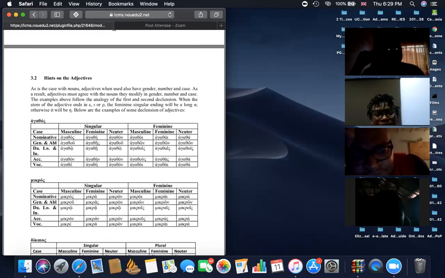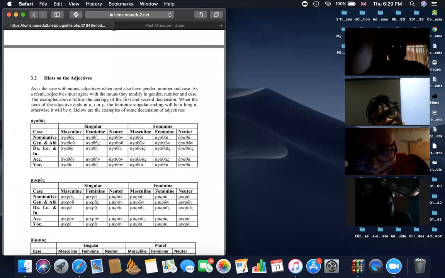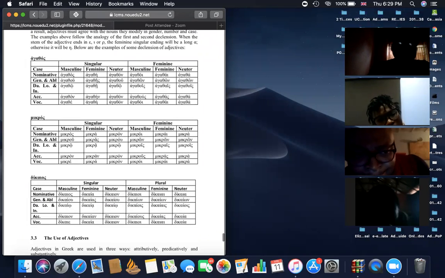So, if an adjective is going to qualify a noun in the feminine, then the adjective will be feminine. If that noun is singular, then the adjective will also be singular. If that noun is also nominative, the adjective will also be in the nominative. So now let us take a look at these examples of how we have declined this adjective.